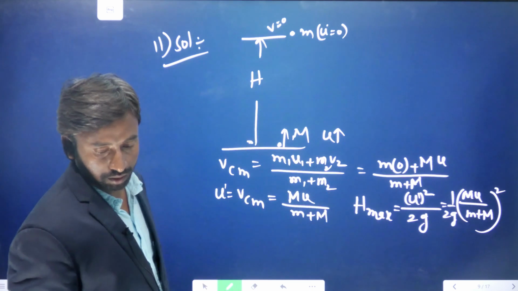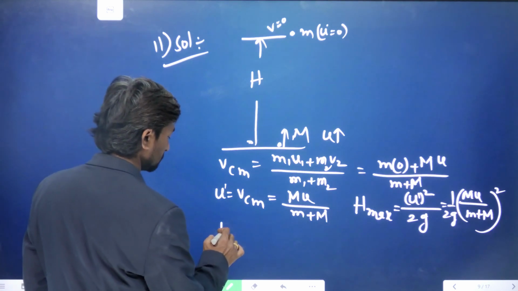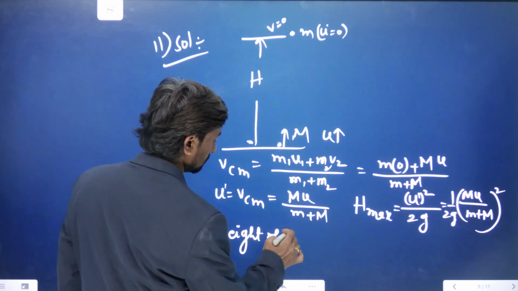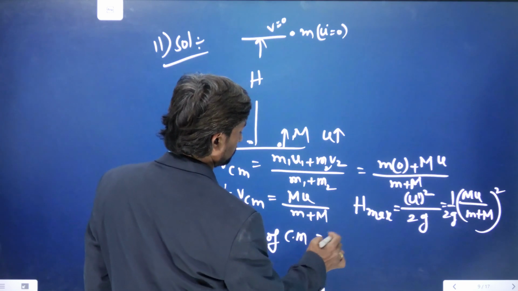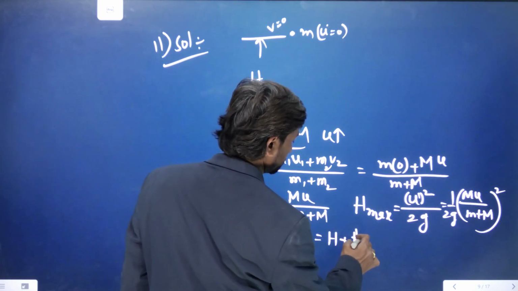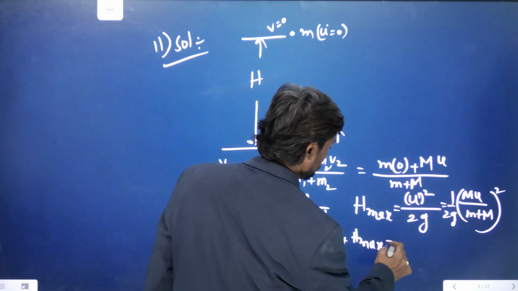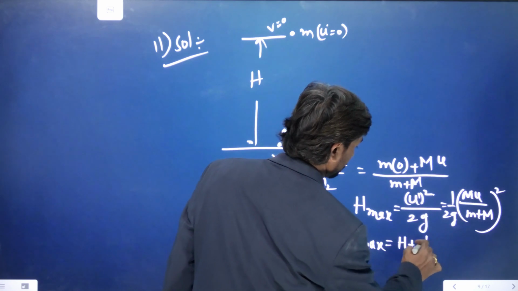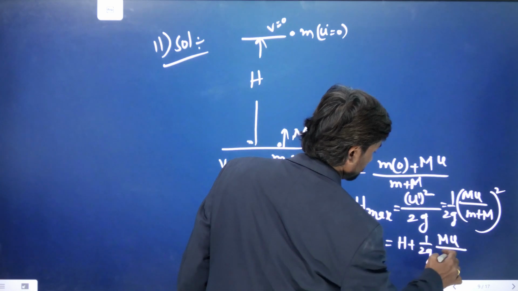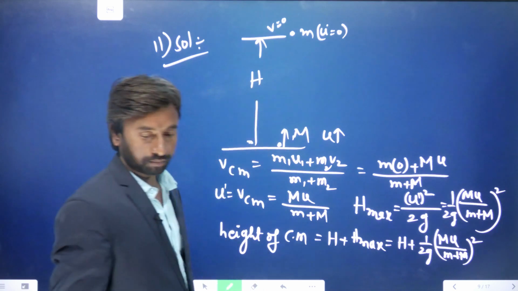And the height of the center of mass is equal to the height of the tower plus this H maximum. So it is equal to H plus 1 by 2g into M u divided by small m plus capital M, whole square. That is the answer.